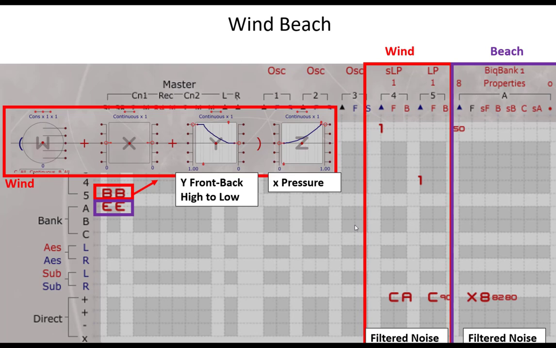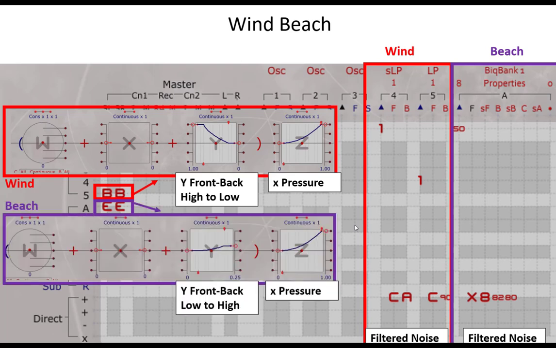Now let's take a look at the beach formula. It's similar. We have W plus X plus Y multiplied by Z, with W and X not being used. But now the Y function is inverted. At the front of Y, it has a value of 0, and then it exponentially rises to its maximum point, which you see here is 0.25, not unity.